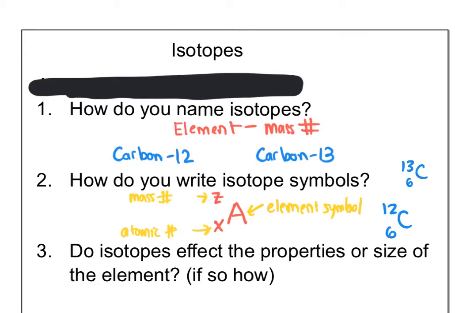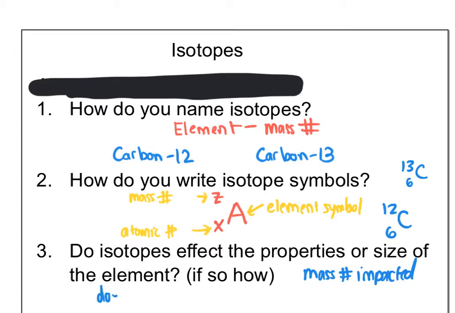Do isotopes affect the properties or size of the element? Well, we know that the mass number is impacted because we have more neutrons or less neutrons, but it does not impact the properties, so it doesn't impact the element properties or how it will react. So if I had a handful of carbon, you would not be able to tell based off what it looks like or how it reacts if it's carbon-12 or carbon-13.